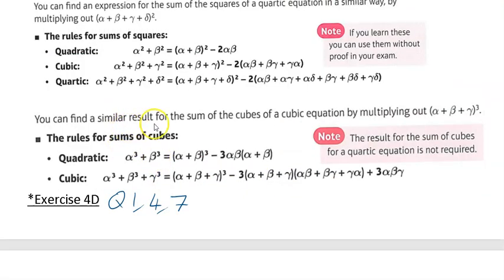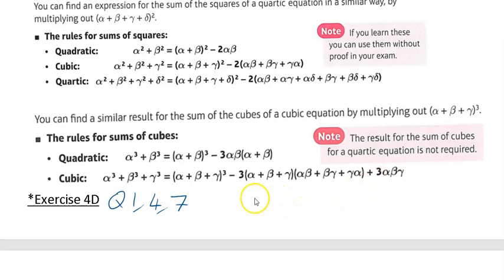You can find similar results for the sum of the cubes of a cubic equation. You'll also hear the rules for the sums of cubes. So for the quadratic, you've got alpha cubed plus beta cubed is equal to brackets alpha plus beta cubed minus 3 alpha beta times brackets alpha plus beta. I think this is one we saw earlier. And then for the cubic, you've got this long one. I would never have learned this one, to be quite honest with you. I would just go and work it out.